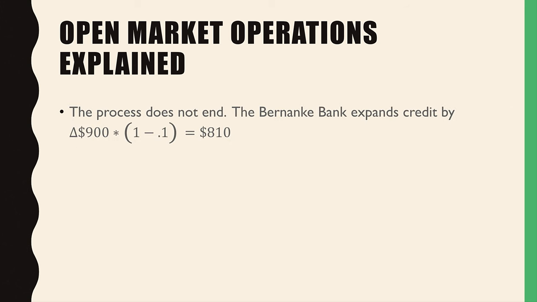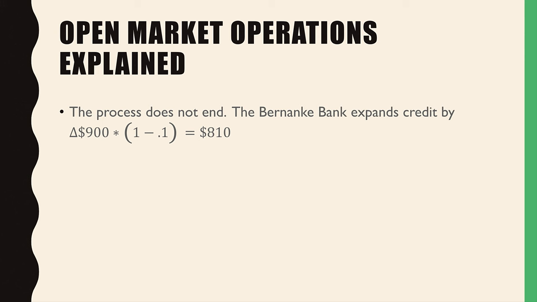So the process does not end. The Bernanke Bank is going to expand credit by the same formula, which is $900 times 1 minus 0.1, or 0.9, $810. All right, so the money supply first increased by $1,000. The Fed just printed the money out of thin air. Then the Newman Bank increased the money supply by $900. Then the Bernanke Bank increased the money supply by $810.